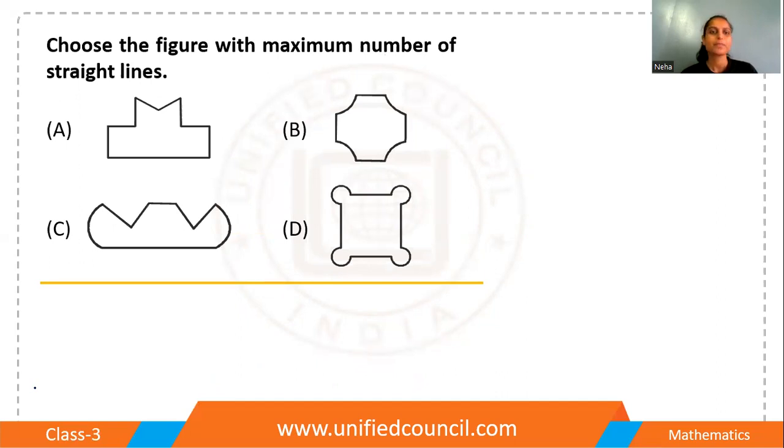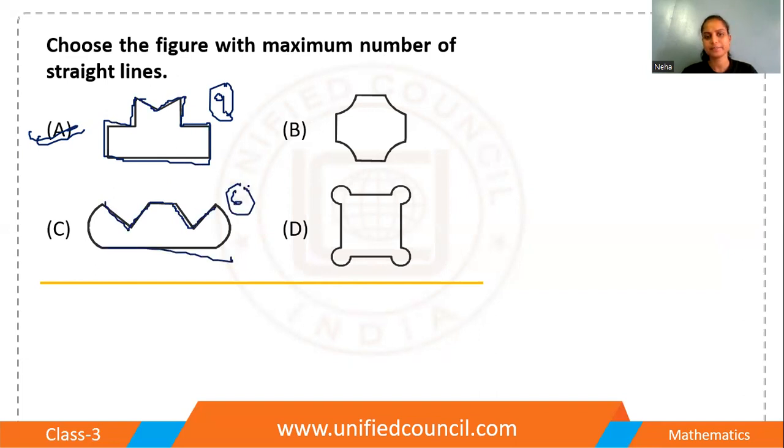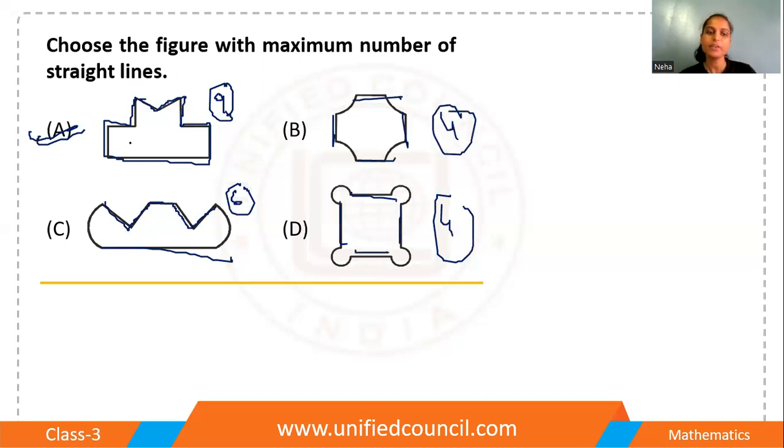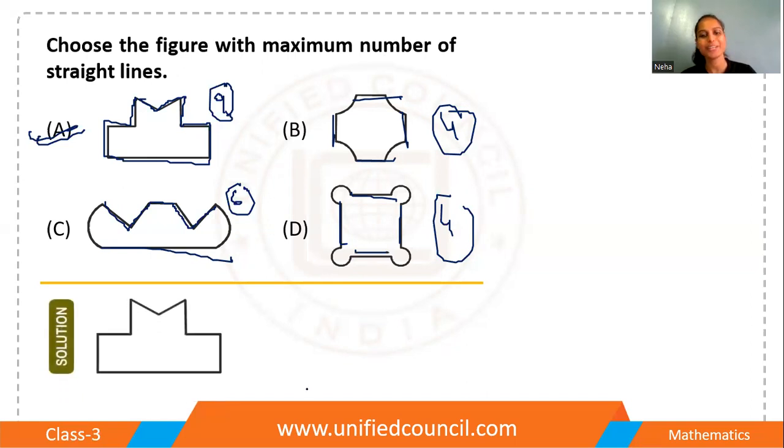Okay, perfect. Now let's move to the next one. Here is the next question. Choose the figure with maximum number of straight lines. In these figures I have to count the straight lines, right? As we can see, option A is the right answer, because in this we have 1, 2, 3, 4, 5, 6, 7, 8 and 9 straight lines. In this, 1, 2, 3, 4, 5 and this one is 6, only 6 straight lines. In this, only 4 straight lines, and in this again only 4 lines. So with the maximum number of straight lines, we have option A. So option A is your right choice.